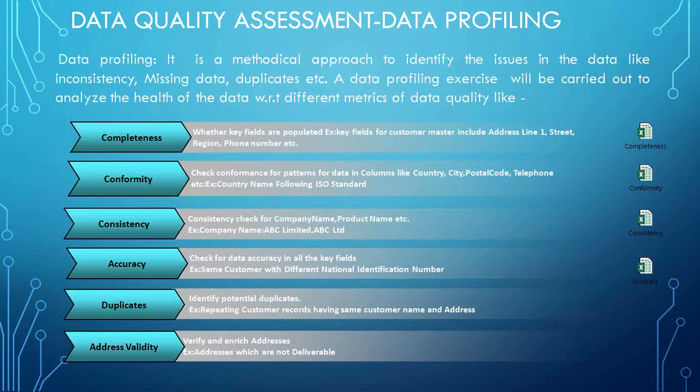When we do data profiling, we try to get the statistics and our analysis with respect to these dimensions. But again, this is just the list. Some customers might say, I don't want to do address validation, I don't want to do duplicate identification, I just want to know my completeness, conformity, consistency, and accuracy. Then you will present the report only on those four dimensions. Or some customers say, I want all six.